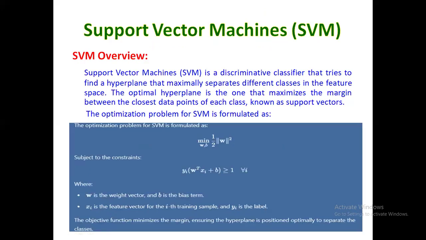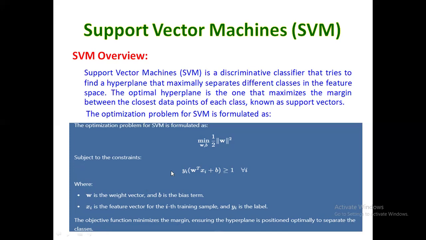Next is support vector machines, SVMs. Support vector machines are powerful discriminative classifiers that aim to find the hyperplane that best separates the data points of different classes in the feature space. SVM works by maximizing the margin, which is the distance between the decision boundary hyperplane and the closest data points from each class, known as support vectors. The hyperplane that maximizes this margin is considered the optimal hyperplane.